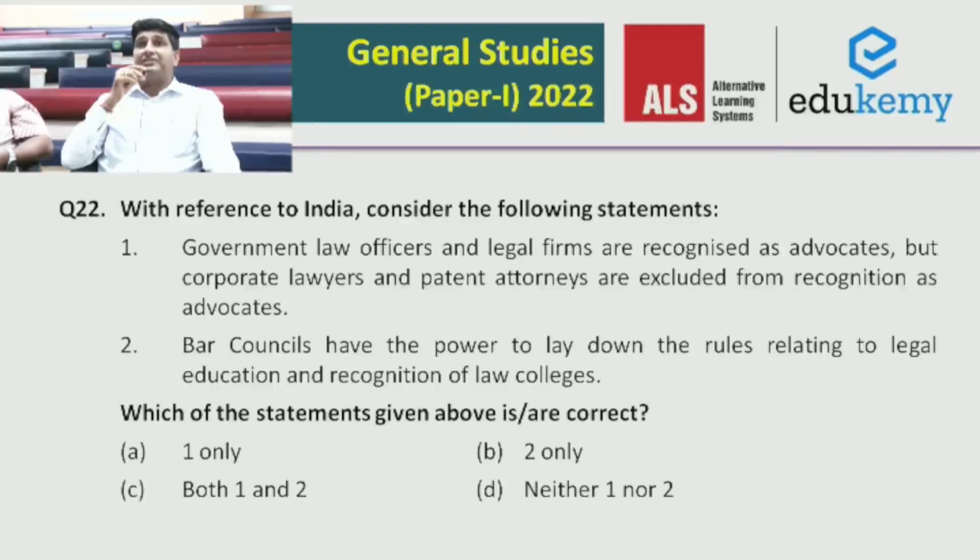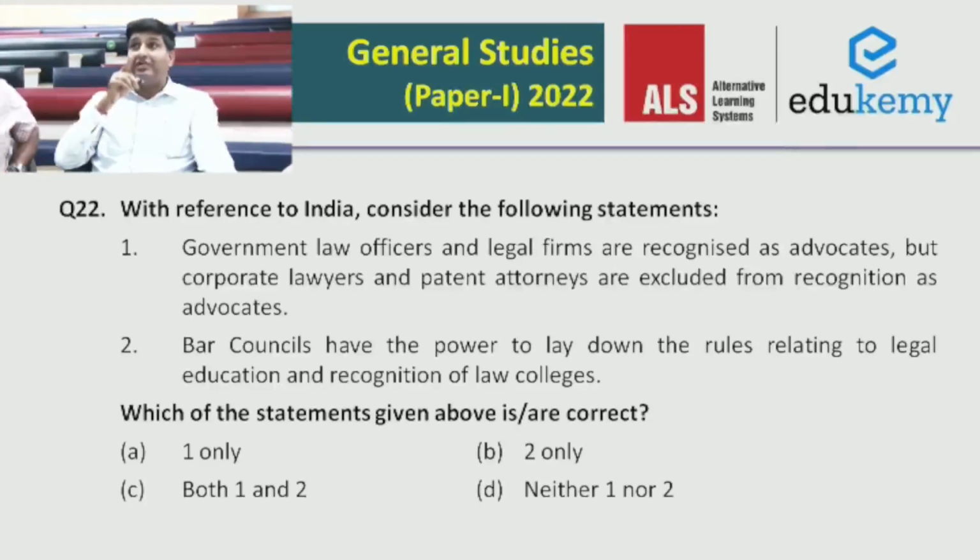The first statement says that government law officers and legal firms are recognized as advocates. See, in general, legal firms cannot be recognized as advocates. So the opening part of this sentence itself, mentioning legal firms as recognized advocates, makes this statement wrong. There is no need to unnecessarily get into the complicated tail end of the statement. So we will judge that the first statement is wrong.